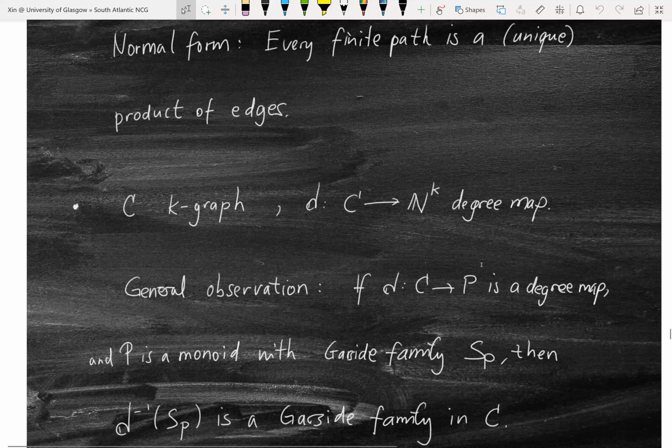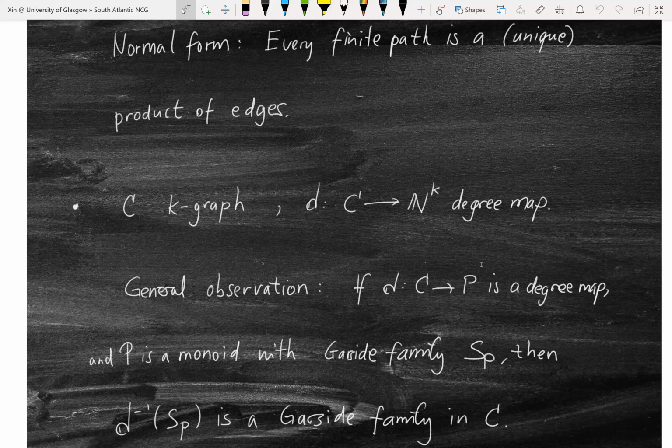You could, I guess, without loss, assume that. Otherwise, you could take the image, I guess. But yeah. Because it could be empty. That's the inverse image of your Garside family.